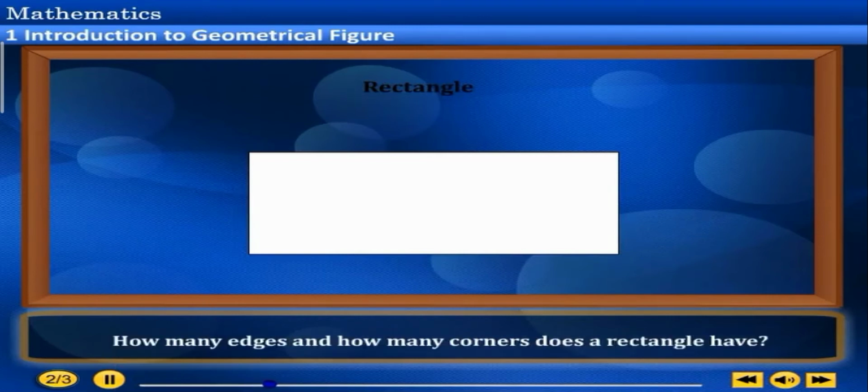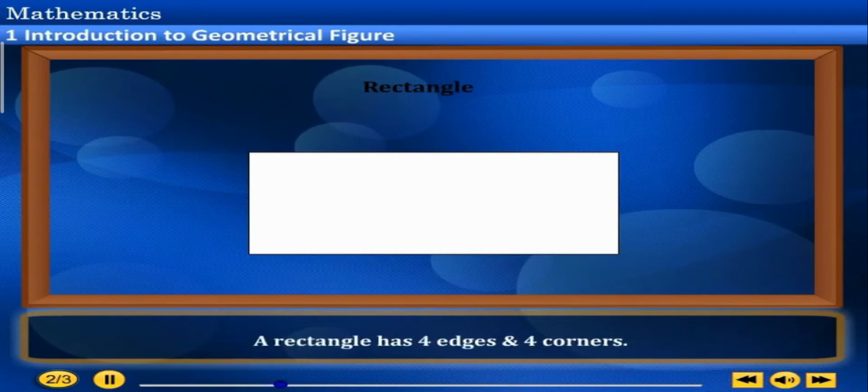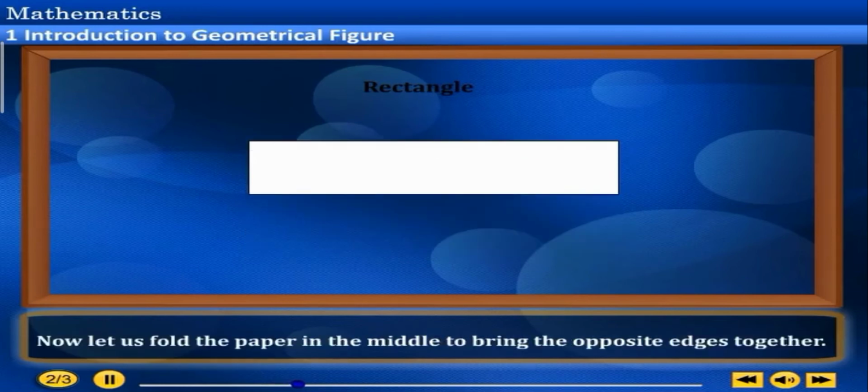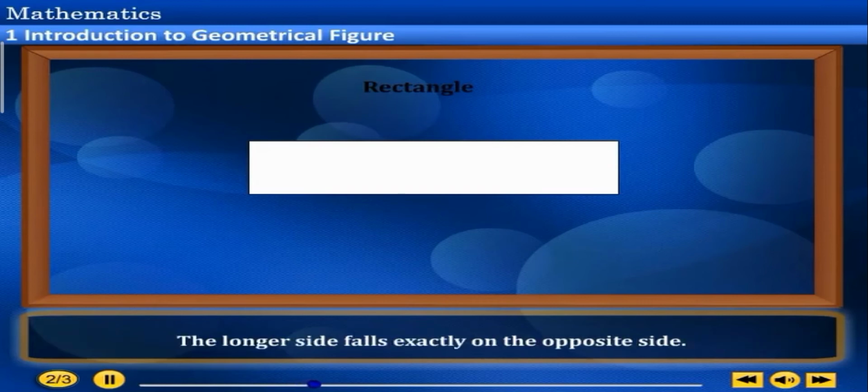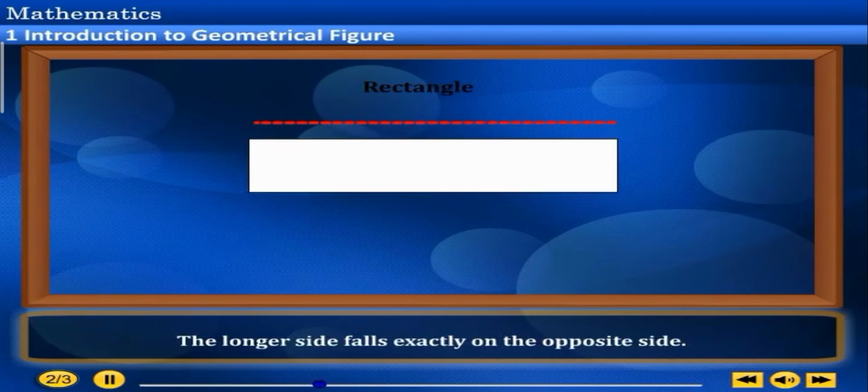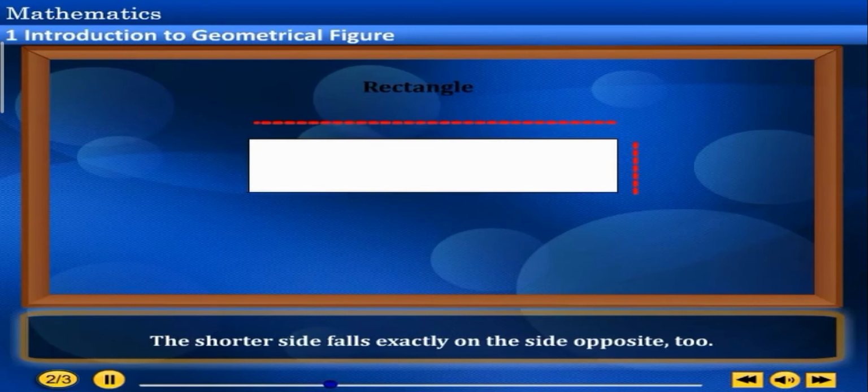How many edges and how many corners does a rectangle have? A rectangle has 4 edges and 4 corners. Now let us fold the paper in the middle to bring the opposite edges together. The longer side falls exactly on the opposite side. The shorter side falls exactly on the side opposite too. The opposite sides of a rectangle are of equal length.